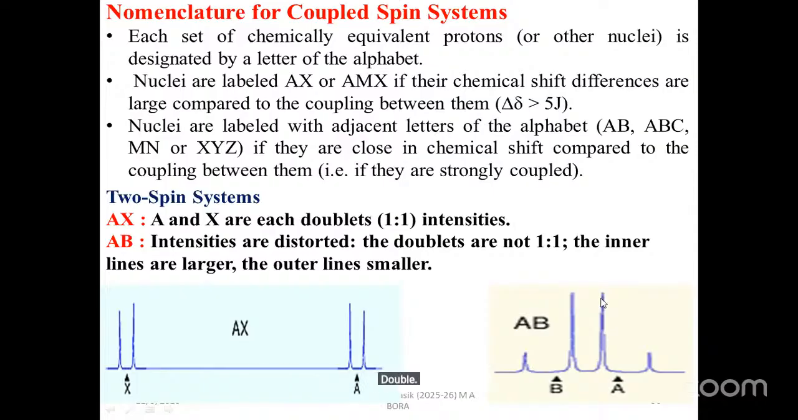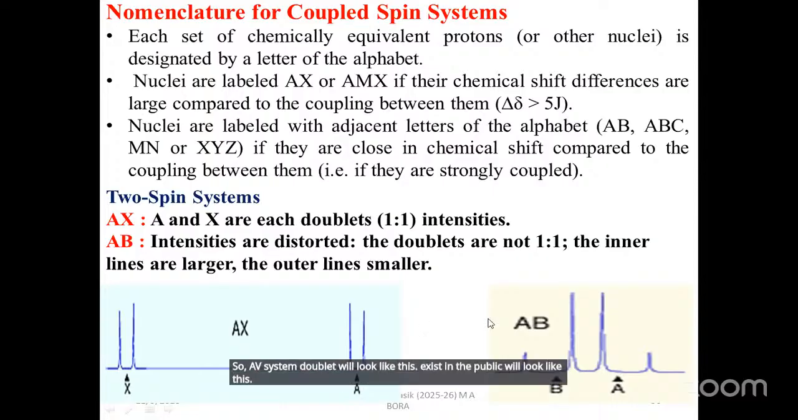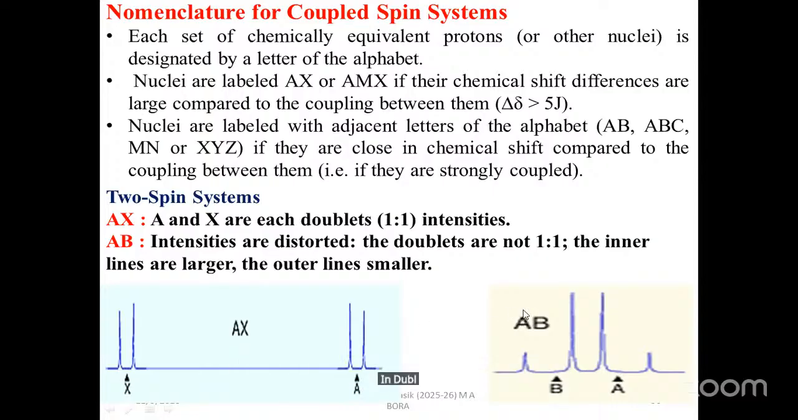Okay, this is not a quartet. This is a doublet, but it is called a distorted doublet. So the AB system doublet will look like this, and the AX system doublet will look like this. In the AB doublet, the two doublets are not in a 1:1 ratio. The inner lines are larger than the outer lines. So this is how the AB system doublet will look, and this is how the AX system doublet will look.